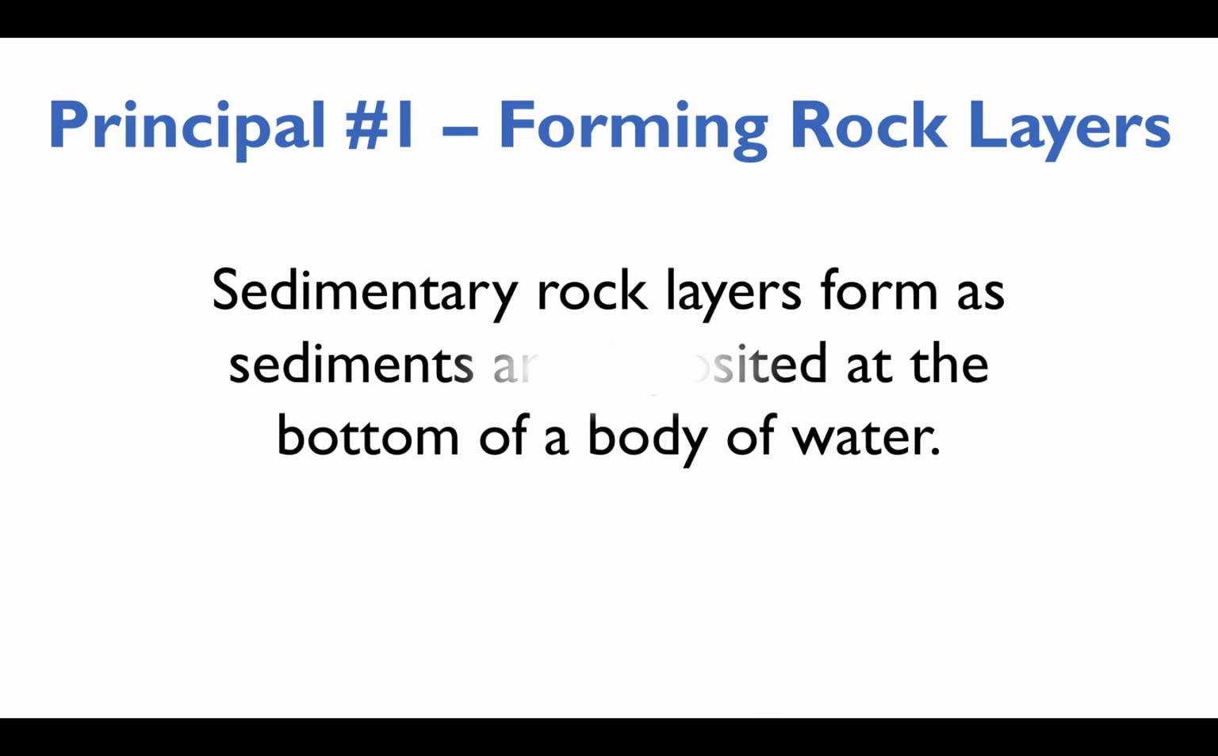So we're going to operate on a few principles today. The first principle is, how do we even form these rock layers? So the basic assumption that we're going to make is that sedimentary rock layers form as sediments are deposited at the bottom of a body of water. If you remember from the past two units, sedimentary rocks form from the compaction and cementation of sediments. And in the most recent unit, when we learned about deposition, when the sediments fall to the bottom of a body of water, they start to accumulate. And as they are accumulating, they get compacted and cemented together to form sedimentary rocks.